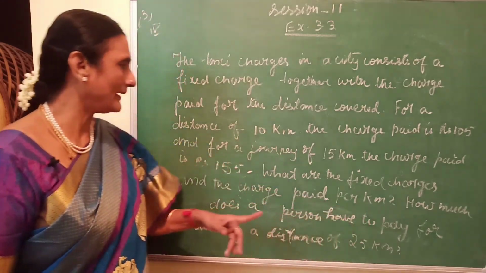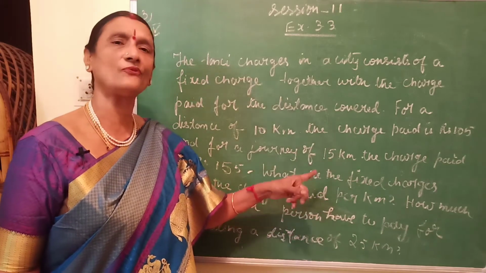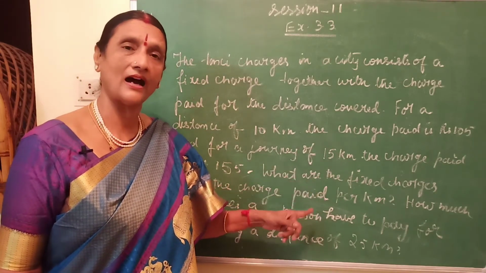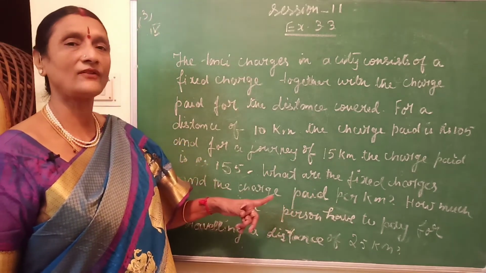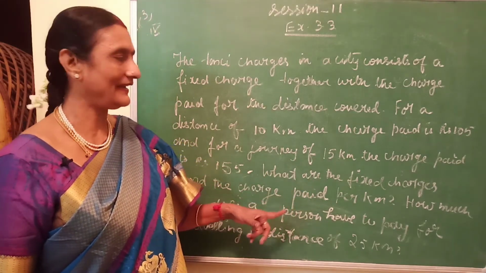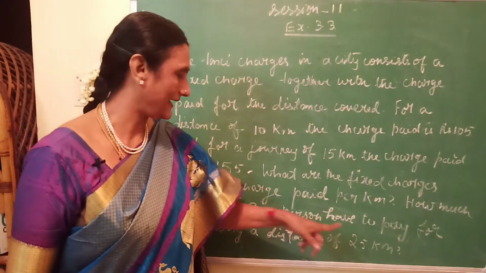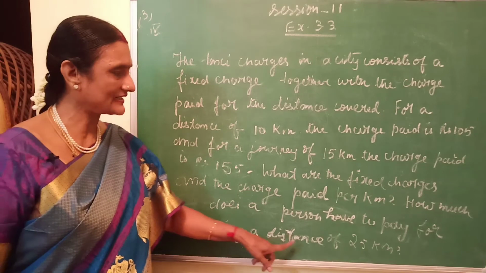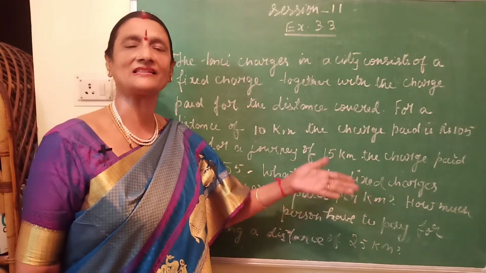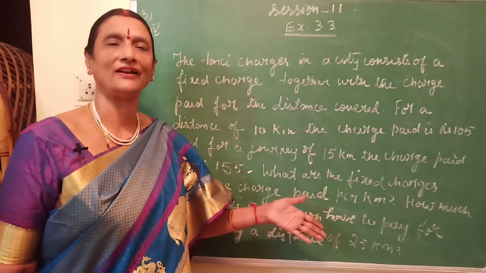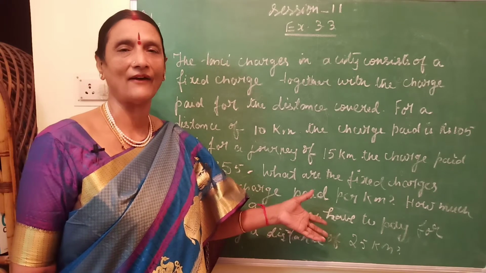Okay, how much does a person have to pay? In addition to finding your fixed charge and also the charge per kilometer, we have to find out one more category. What is that? How much a person has to pay for traveling a distance of 25 kilometers. This is the third situation. So in this third situation, you have to find out the total amount or the total taxi fare paid.